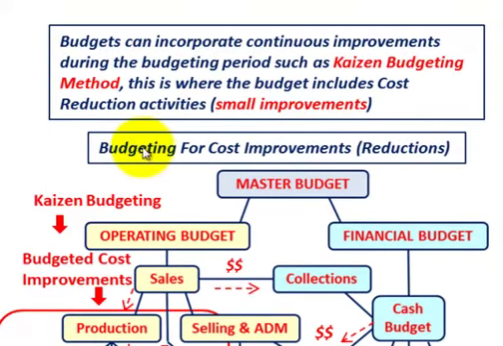What we're going to be going over is just an overview of budgeting for cost improvements or cost reductions. When we're talking about budgets here, they can incorporate continuous improvements during the budgeting period, such as the Kaizen Budgeting Method. This is where the budget includes cost reduction activities. Really, you're looking at small improvements here.